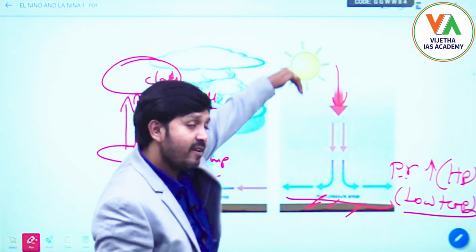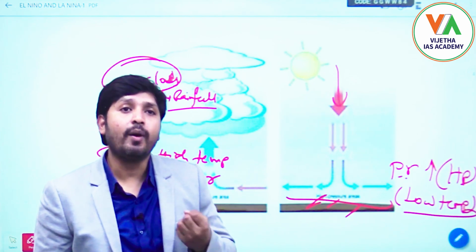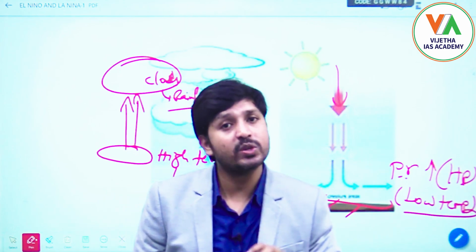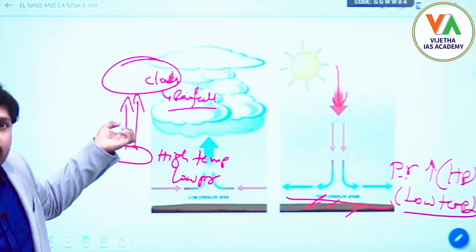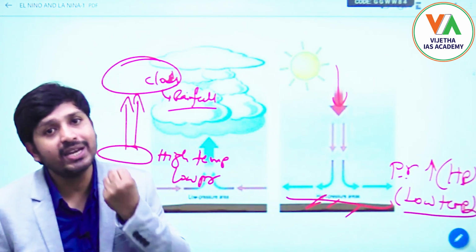And remember, wherever air is descending, there will not be any chance of forming clouds. Wherever the air is rising, if it has moisture content, then it will condense and lead to the formation of clouds and give rainfall.